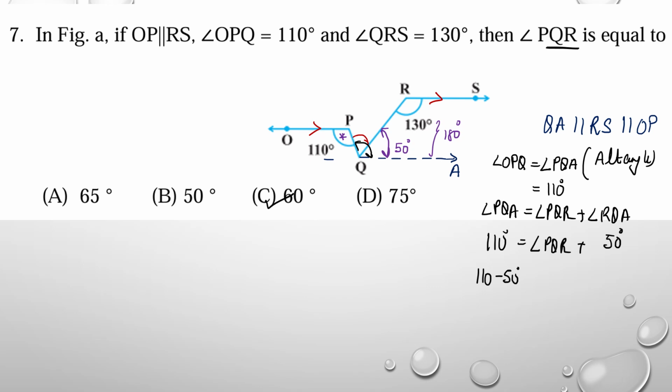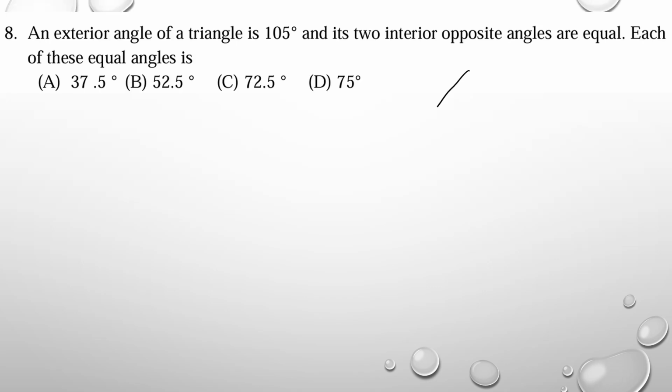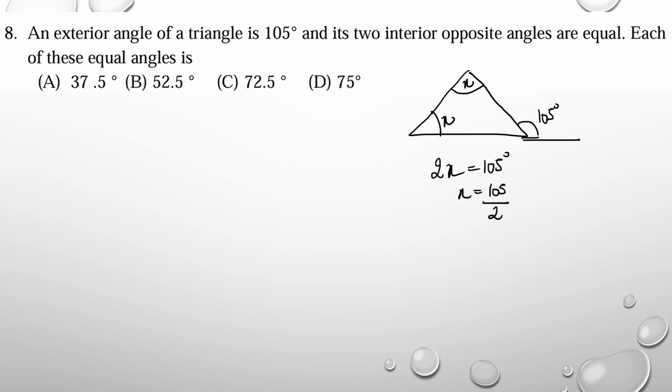Right? Next. An exterior angle of a triangle is 105 degree and opposite interior angles are equal. Both are equal. We know this property, sum of two opposite interior is equal to exterior angle, or exterior angle is equal to the sum of two interior angles. So we can say 2x is equal to 105 degree, x is equal to 105 by 2, 52.5 degree. B.